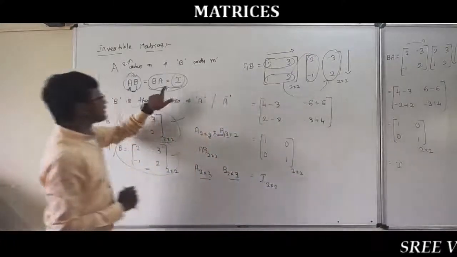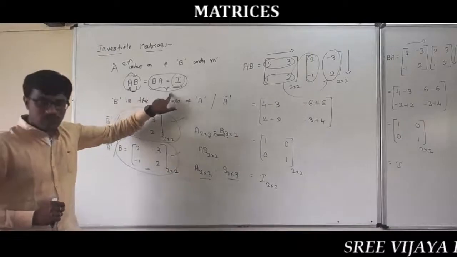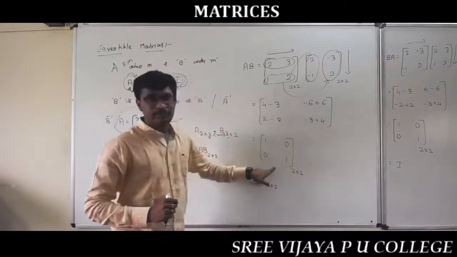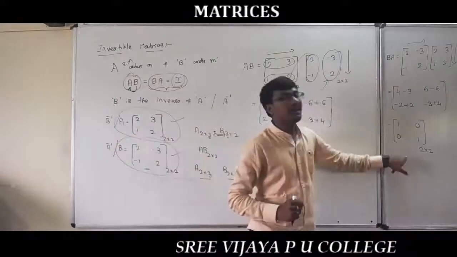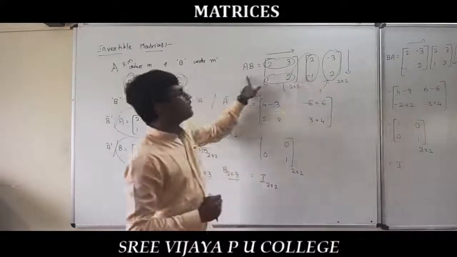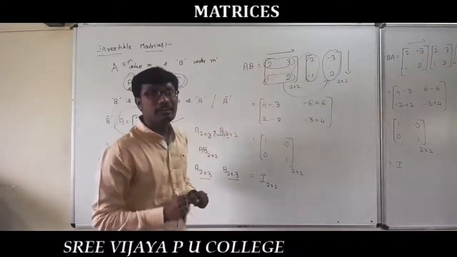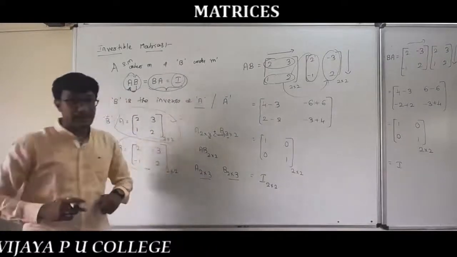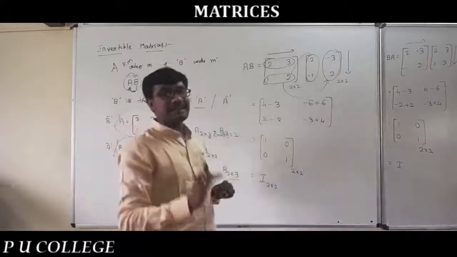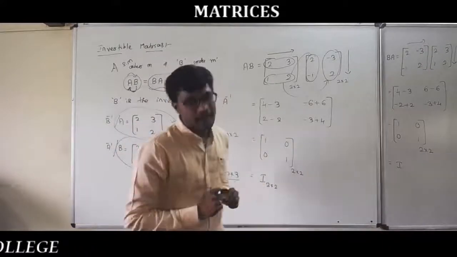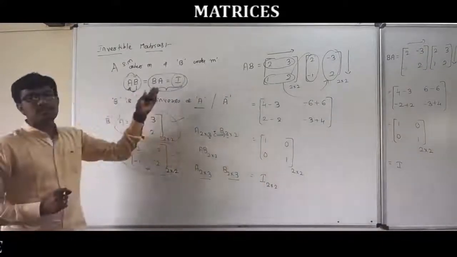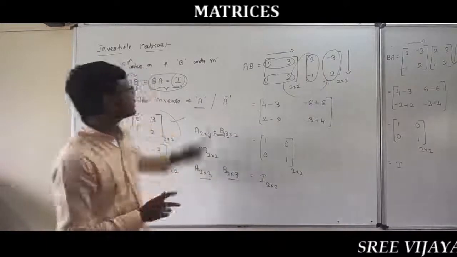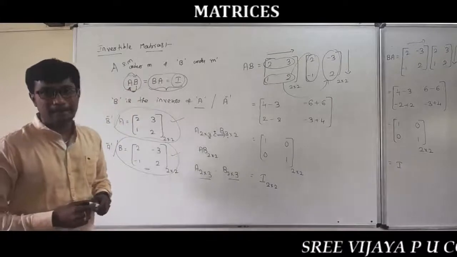That is, by using this condition AB equals BA equals I. See, if you multiply A and B to get the identity matrix, then B and A also multiply to give the identity matrix. So we can say that A and B are inverses of each other. So in this case, A is invertible. Invertible means the inverse exists. So that is called invertible. If BA is equal to I, then B is invertible, so B's inverse also exists. So this is about invertible matrices.